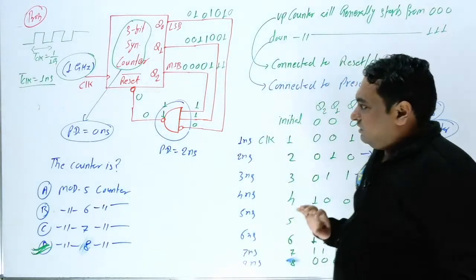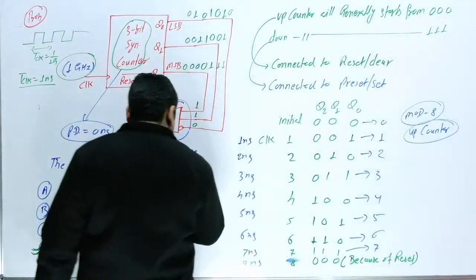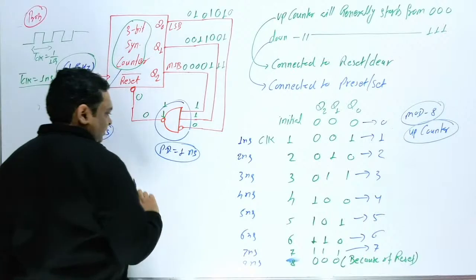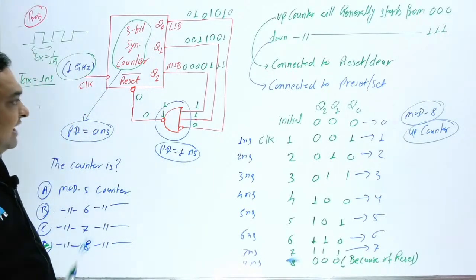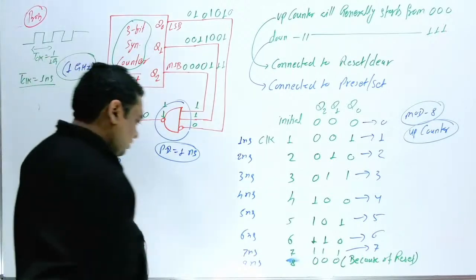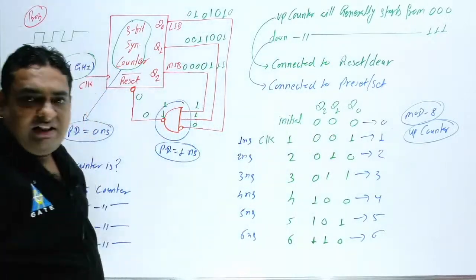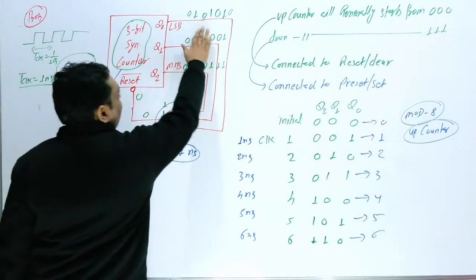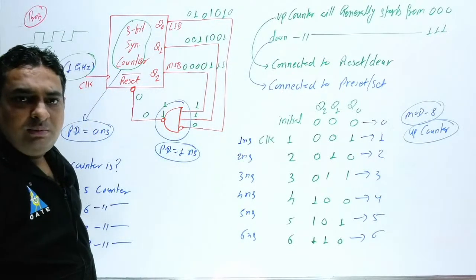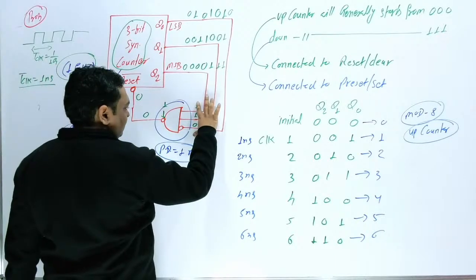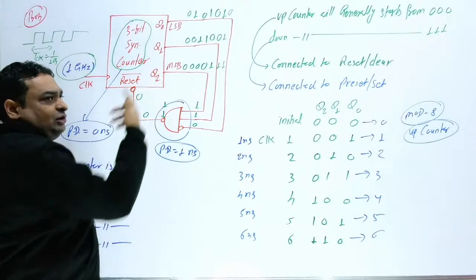Now, if I change the same question, and the propagation delay of this is 1 nanosecond, then what will happen? Come here: till the 6th clock, you will get output 1 1 0, meaning this is 1, this is 1, this is 0. When you get 1 1 0, here you will get a 0, meaning this reset is going to be processed.